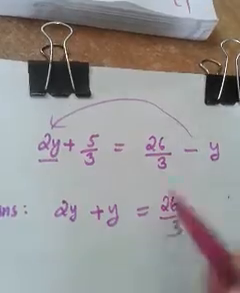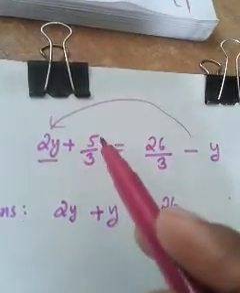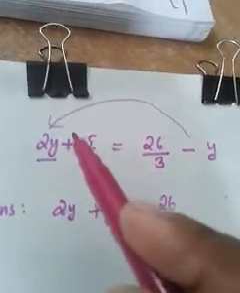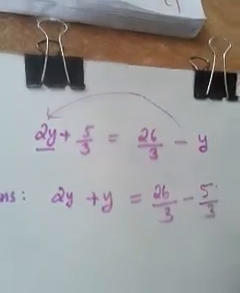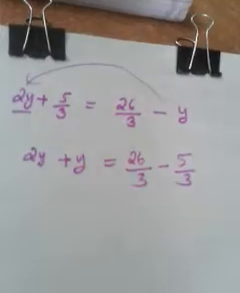26 by 3 is there on the right side. Who remains here in the LHS? 5 by 3. When you take that plus 5 by 3 to the right side, it becomes minus 5 by 3. You may have understood. I think the things are very clear in front of you.